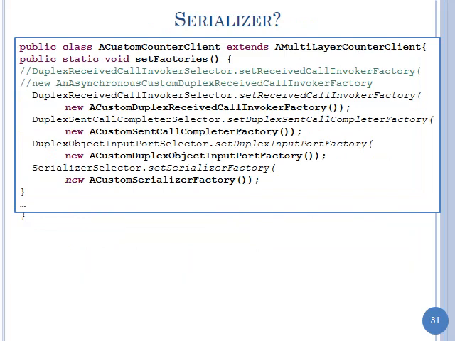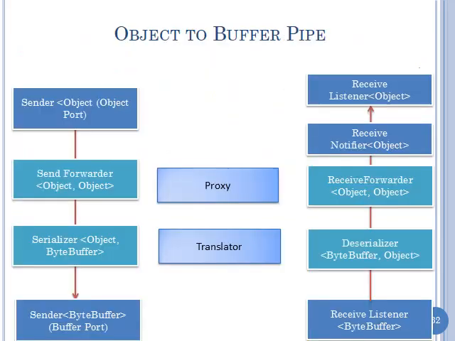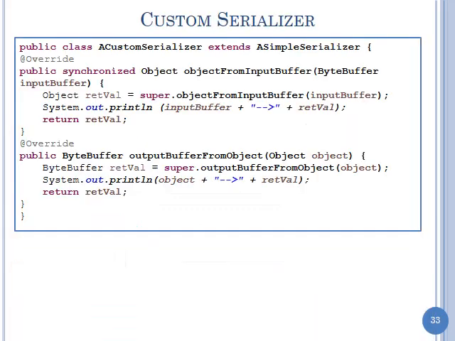Okay, we're about to end. So the serializer, you guys remember what the serializer does? It's something that's involved between the object port and the buffer port. When data are sent on the object port, they have to get serialized to the buffer. And when data are received from the buffer port, they have to be deserialized to the higher level port. So that's serializer and deserializer.